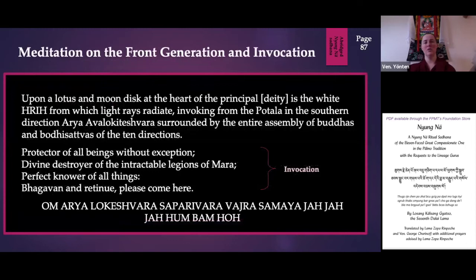Upon a lotus and moon disc at the heart of the principal deity is the white tree from which light rays radiate. Invoking from the Potala in the southern direction, Arya Avalokiteshvara, surrounded by an entire assembly of Buddhas and Bodhisattvas of the Ten Directions. Protector of all beings without exception, divine destroyer of the intractable legions of Mara, perfect knower of all things, Bhagavan and retinue, please come here.